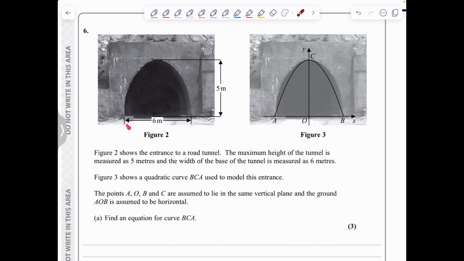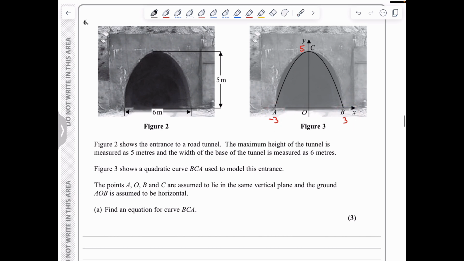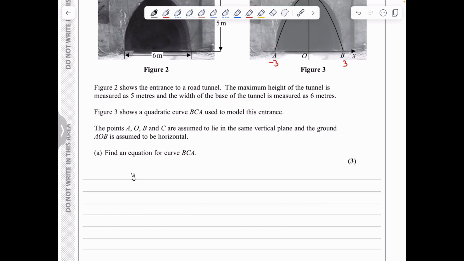Well, starting from the fact that the tunnel has a width of 6 meters, this means that point A should be at minus 3, 0, and point B should be at 3, 0, whereas C is at y is 5, because the height of the tunnel is given to be 5 meters. So starting from the cuts on the x-axis of minus 3 and 3, we can make an educated guess for the form of y. It will be x minus 3 times x plus 3. This is ensuring that we are cutting the horizontal axis at negative 3 and 3.